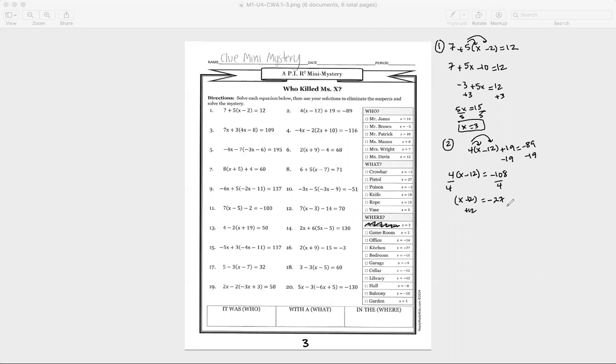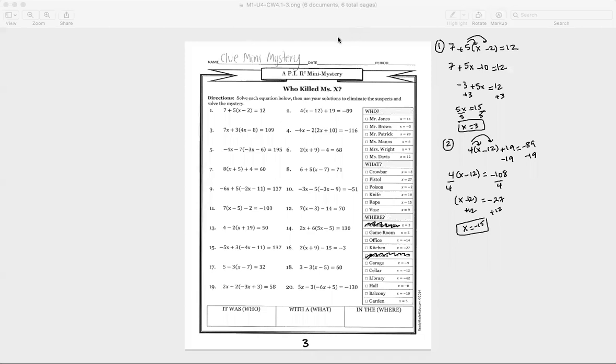So now you add 12 to both sides. There you go. And you get x equals negative 15. All right, so negative 15 is also going to be eliminated, which is here. Okay, so you continue to do this in this fashion.